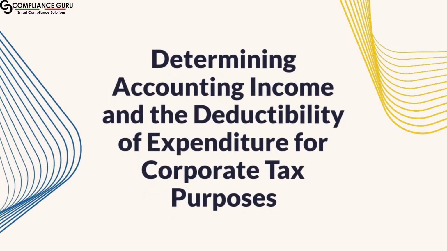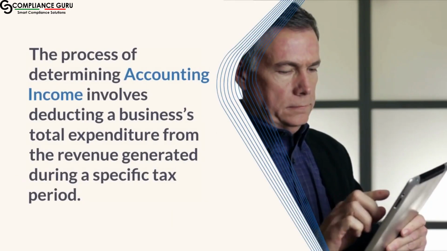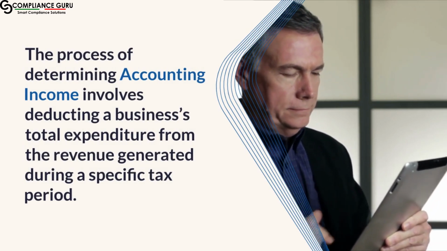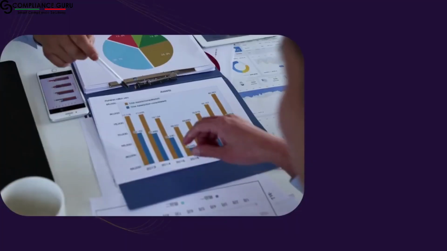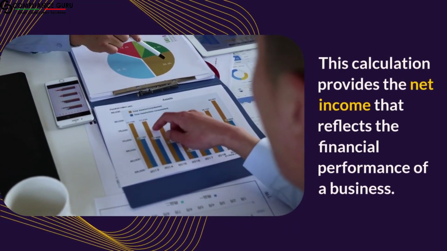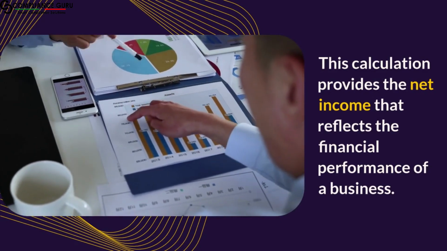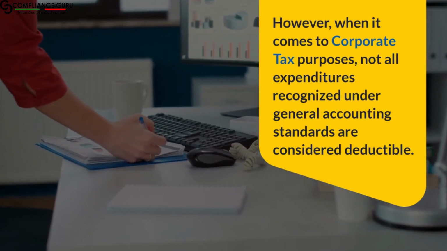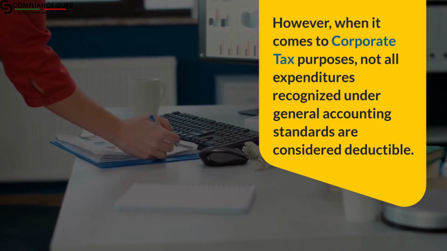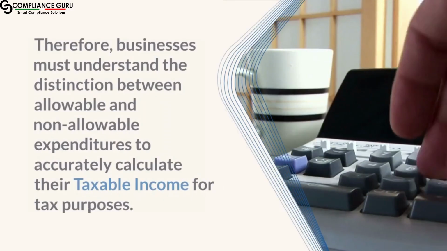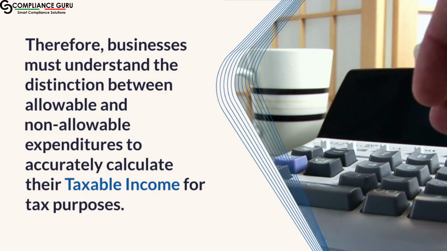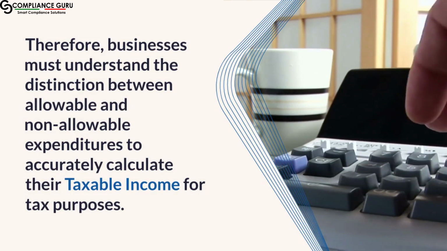Determining accounting income and the deductibility of expenditure for corporate tax purposes. The process of determining accounting income involves deducting a business's total expenditure from the revenue generated during a specific tax period. This calculation provides the net income that reflects the financial performance of a business. However, when it comes to corporate tax purposes, not all expenditures recognized under general accounting standards are considered deductible. Therefore, businesses must understand the distinction between allowable and non-allowable expenditures to accurately calculate their taxable income for tax purposes.